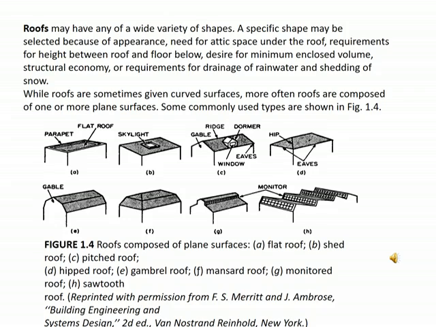Roof with parallel, or a flat roof, or a skylight roof, or you can see there's a ridge and the window, eave, hip, and gable, and monitor. So those are kinds of roofs. A roof may be composed of plain surfaces: flat roof, shed roof, pitch roof, hip roof, gable roof, mansard roof, monitor roof, sawtooth roof. So those are the kinds of roofs.